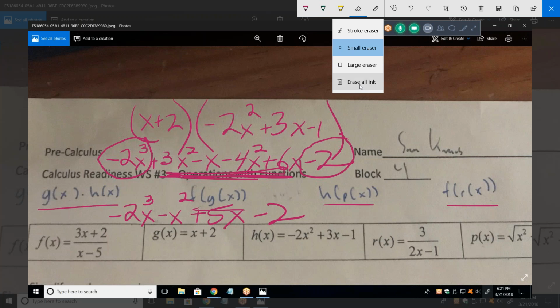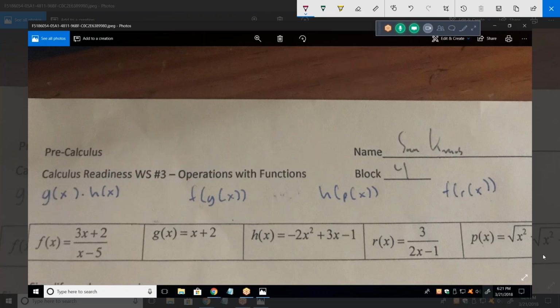Now let's take a composite. So this one wants f of g of x. Okay? So what you want to do is start in the middle. You want to always start there. So what does this really mean? It really means f of what? You just put g of x, or x plus 2. Exactly.